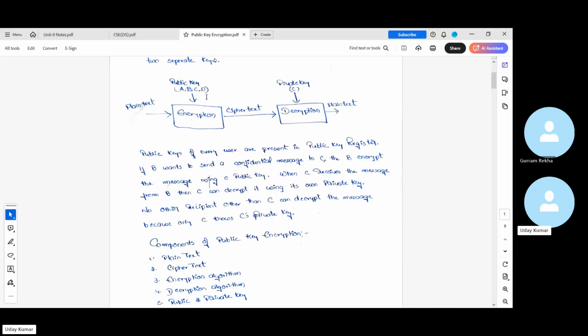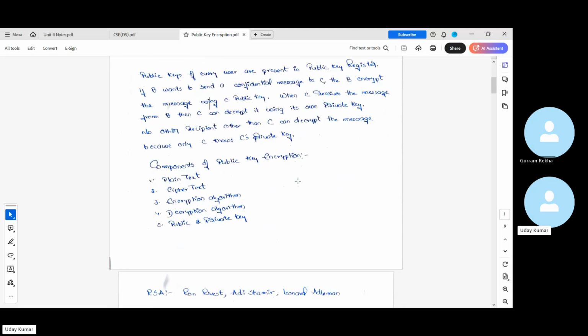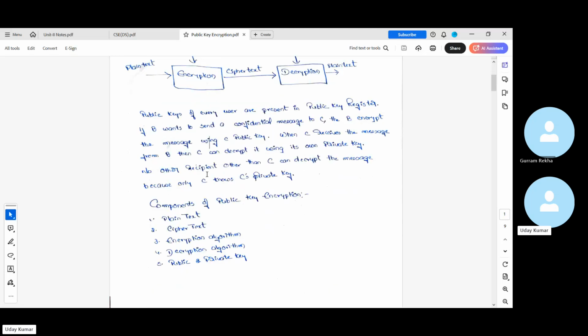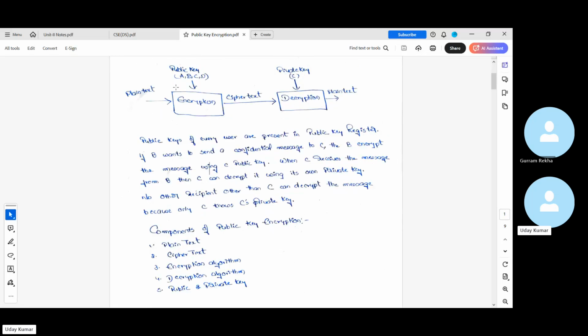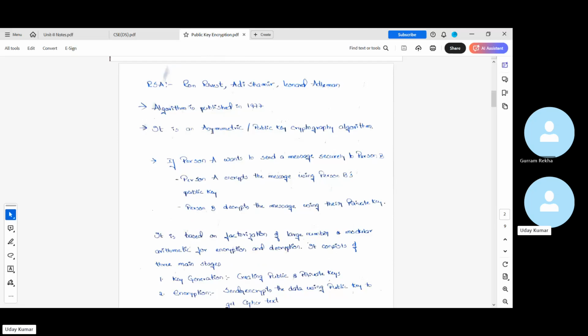So here you encrypt using the public key and you decrypt using the private key. No recipient other than C can decrypt the message because only C knows C's private key. That's the main point here. The components of public key encryption are plain text, ciphertext, encryption algorithm, decryption algorithm, and public and private keys. The first algorithm that you will be seeing is RSA: Ron Rivest, Adi Shamir, and Leonard Adleman.